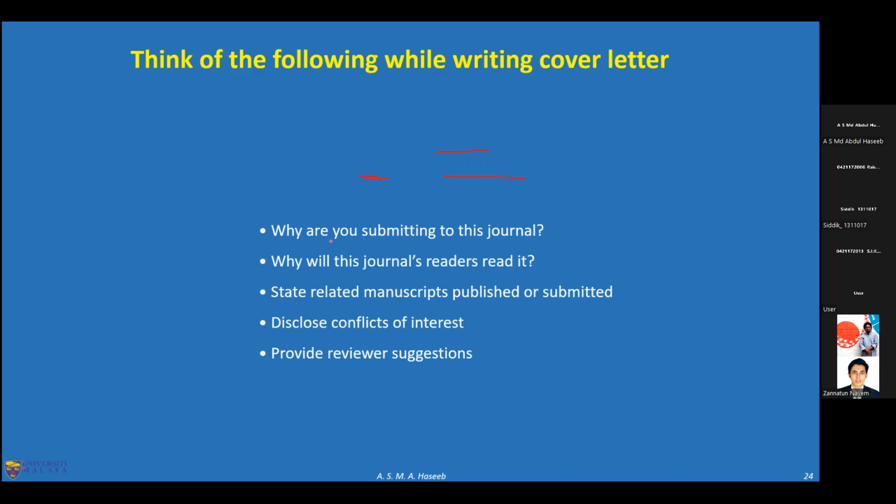Sometimes, to justify the submission of a particular manuscript to a particular journal, you may have to explain why you think your manuscript is suitable for this journal. It may be necessary in some cases if your subject matter is on the sideline of the journal. I think these are the main things. You may also provide some reviewers if that journal asks you to.